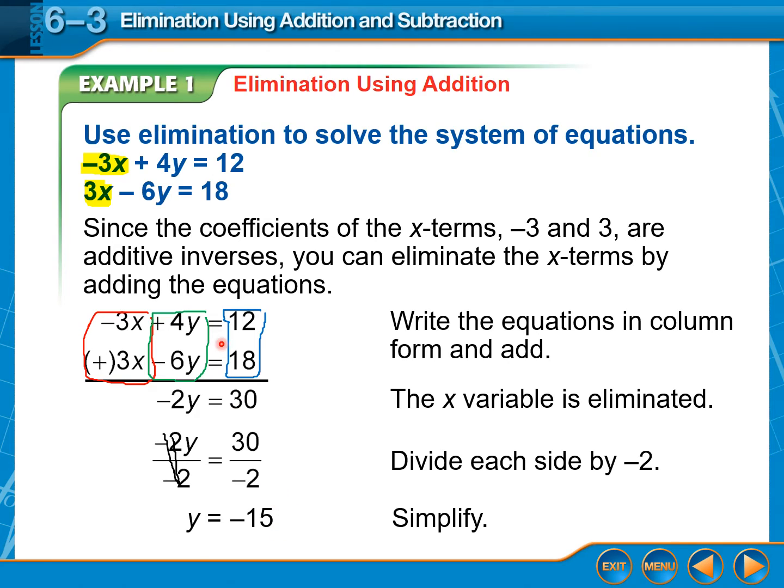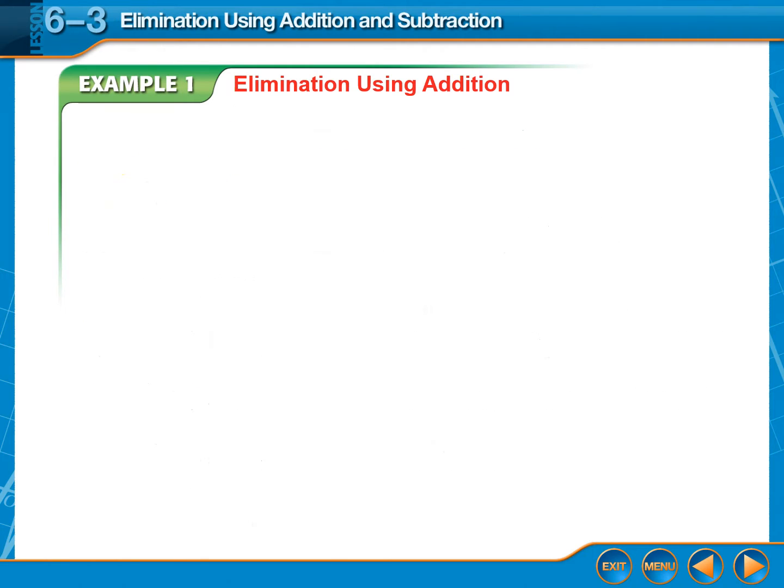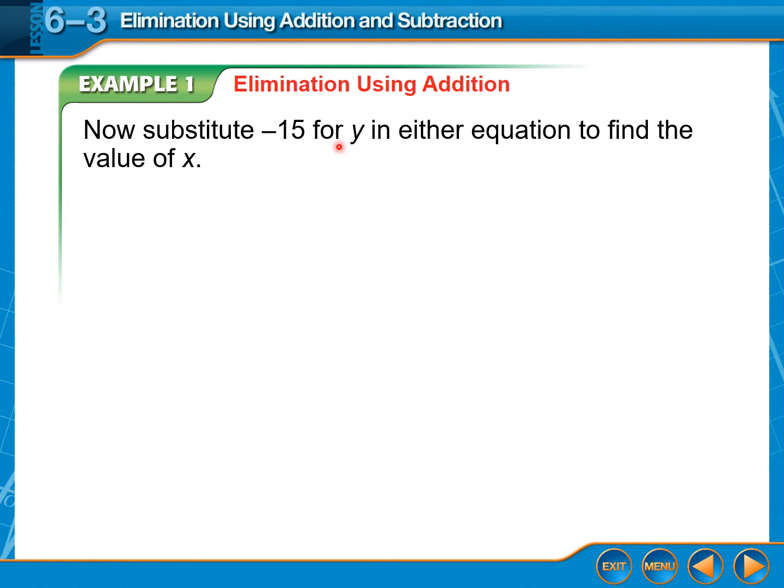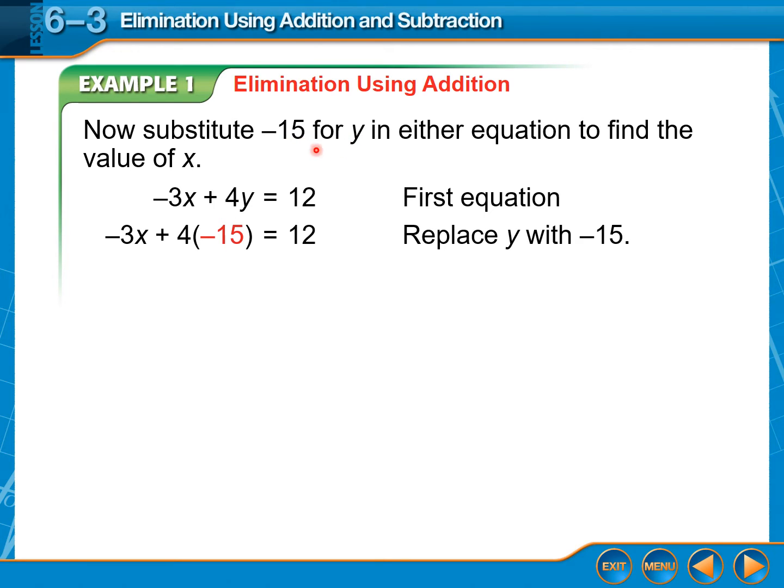So the first part of my answer for this system is that y is going to be equal to negative 15. Now I need to take that information and use it to figure out what x is. And so we're going to take y equals negative 15, and we can substitute it into either of the original equations to figure out what x is. So here let's take the first equation. Negative 3x plus 4y equals 12. So I'm going to take the y variable here and replace it with negative 15, because we found that y was equal to negative 15 based on our first step by eliminating the x variable.